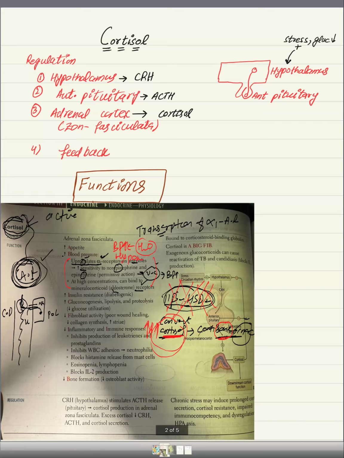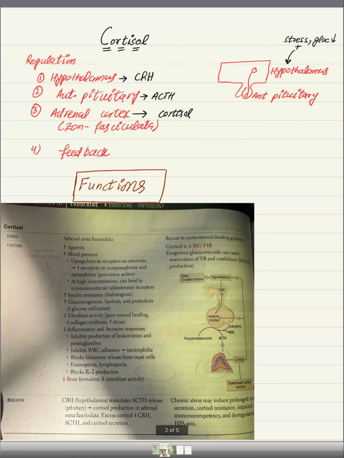The third important function is that it is going to cause insulin resistance. Now again, we have to go in depth into the mechanism, how cortisol is going to cause insulin resistance. So anyone from all of you want to tell?